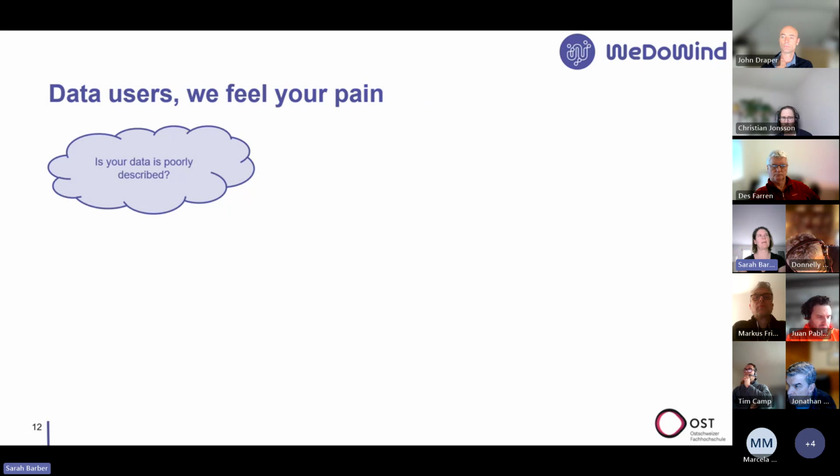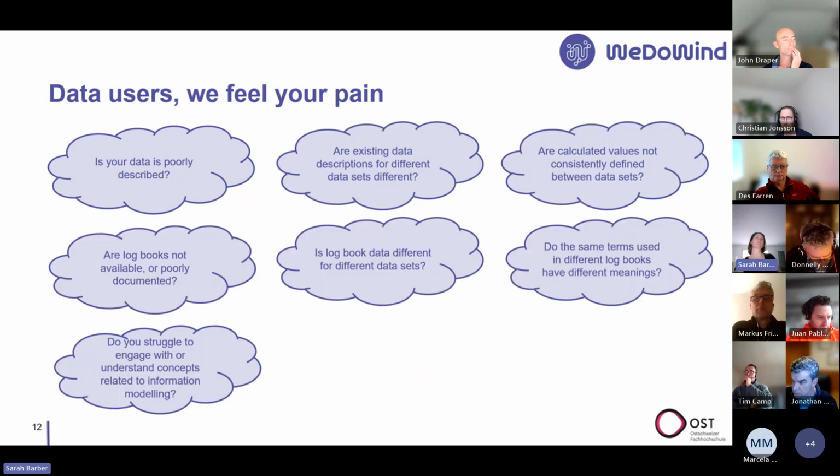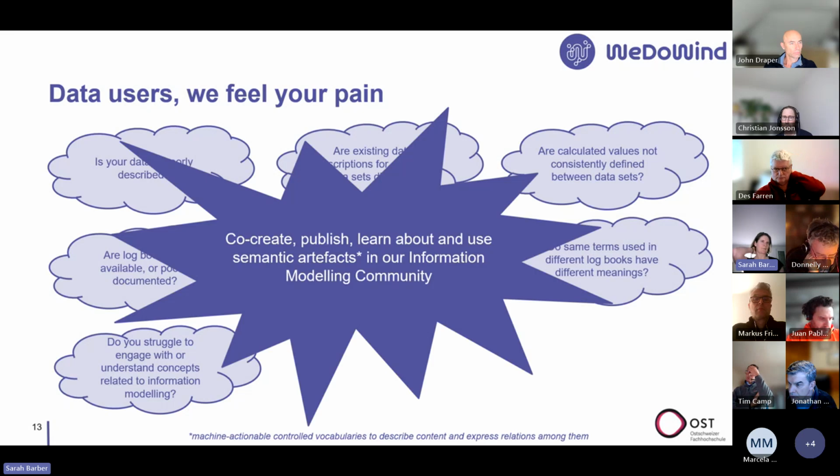So we kind of made some pain points. Maybe some of you who use data, I'm not going to go through all of them, but maybe some of you who use data recognize some of these difficulties. We certainly know in wind energy that lots of people are complaining about the data not being well described. And so the idea to solve these problems is that you can go to the information modeling community to co-create, publish, but also learn about and use controlled vocabularies or semantic artifacts.